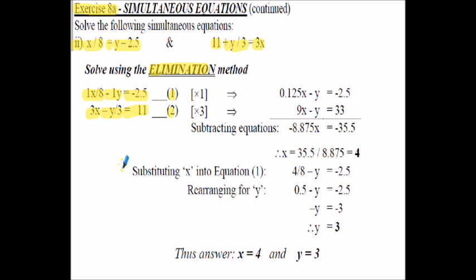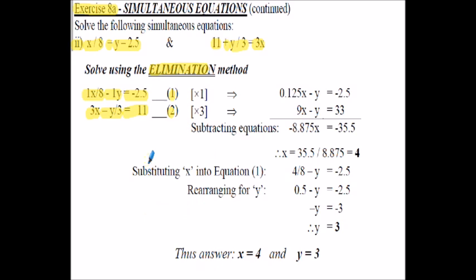With the elimination method, what we've got to do is get the coefficients, that's the numbers, associated with either the x or the y terms to be the same. So in this particular question, from what I can see, the easiest way of doing that is to multiply equation 2 by 3. That way we will get the coefficients of the y terms to be the same. In other words, both minus 1.